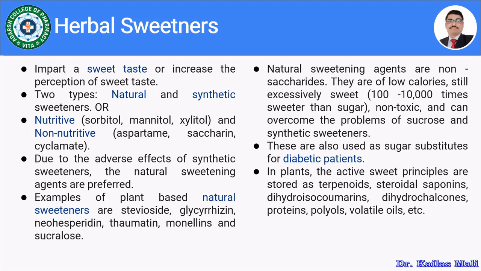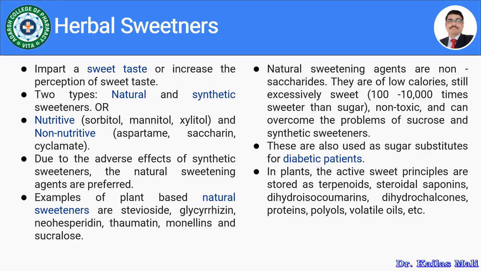Whatever natural sweeteners there are, they are non-saccharide and low in calories. Along with this, they are 100 to 10,000 times sweeter as compared to sugars. They are non-toxic and can overcome some of the problems of sucrose and the synthetic sweeteners. Furthermore, these natural sweeteners can also be used for diabetic patients.